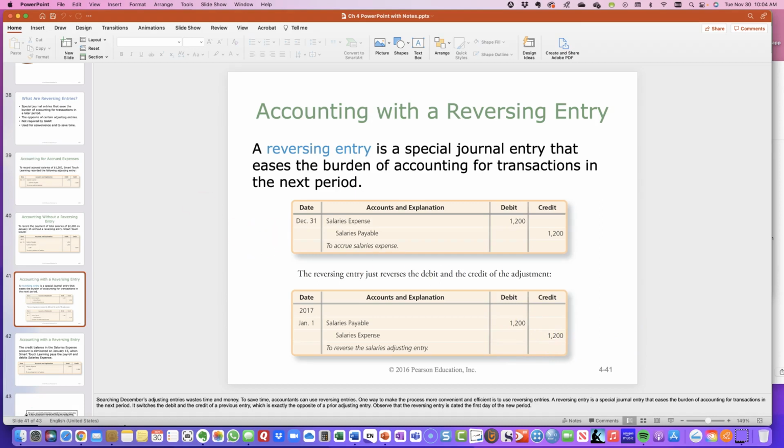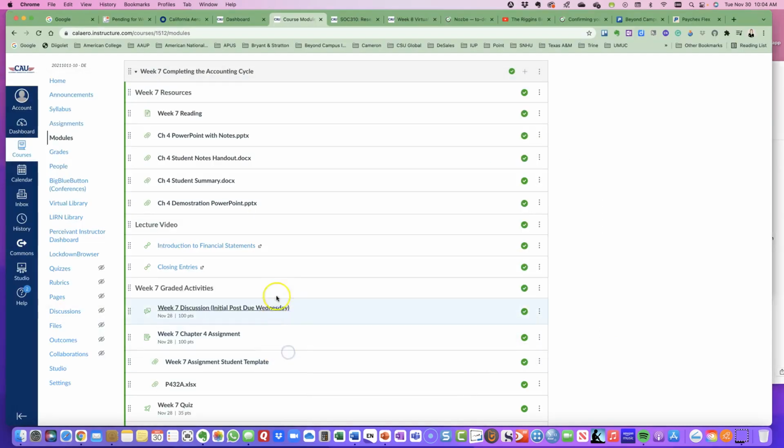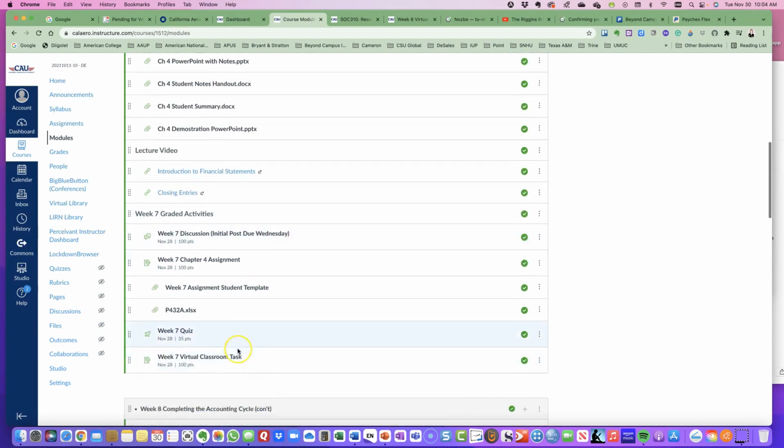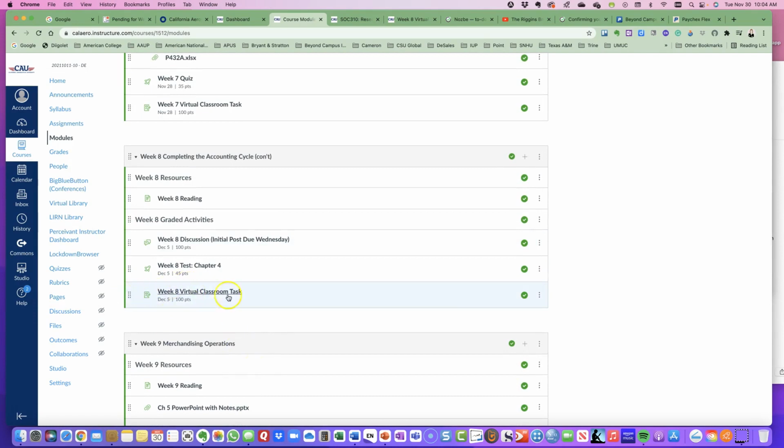So that is an overview of our accounting cycle and our chapter 4 here. And that's what's in here.